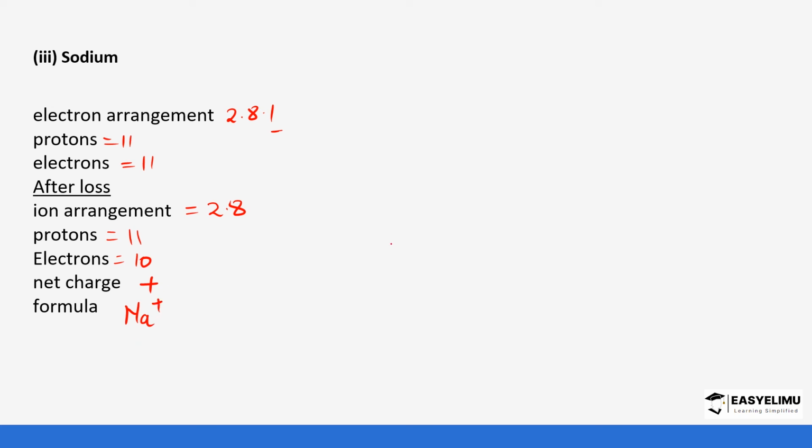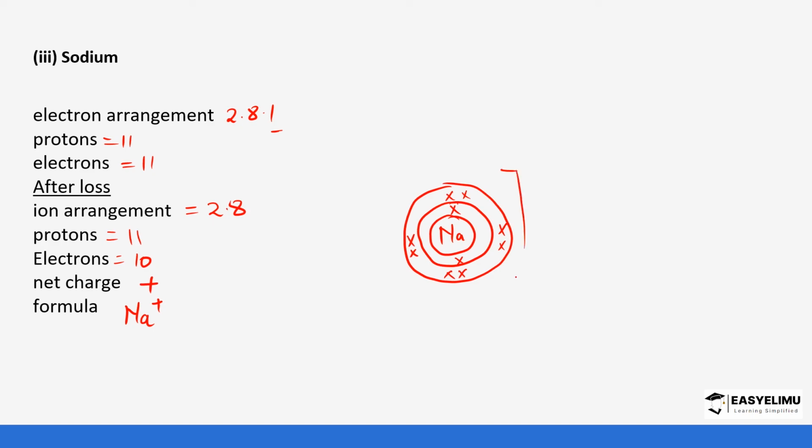So let's represent the ion in dots and cross. So sodium symbol, and then the first shell is going to take a maximum of 2. The second shell will take a maximum of 8. We don't have any other shell in the ion, and then we enclose this with a bracket and we put that charge at the end.